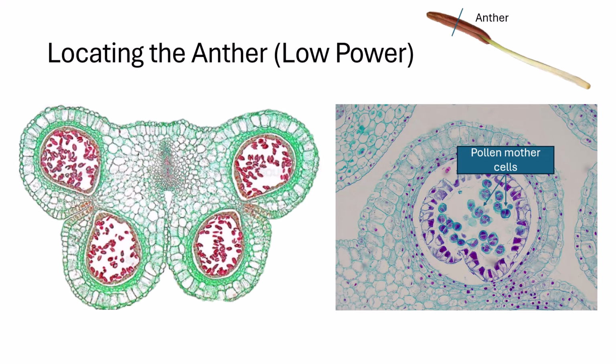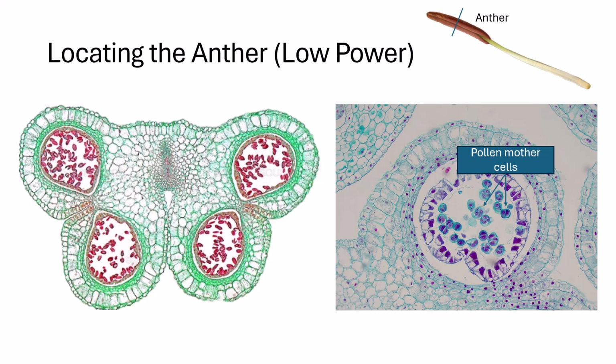We begin under low power and locate the anther lobes. These are the chambers where pollen-mother cells are undergoing meiosis. The photo on the left isn't my photo, but I wanted you to see the overall look of the cross-section. So imagine the anther on the top left cut so you can see the inside. The blue and purple photo is a closer view of one of the lobes.